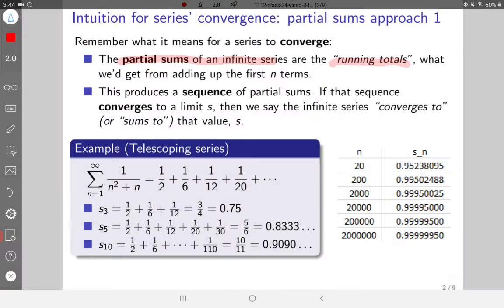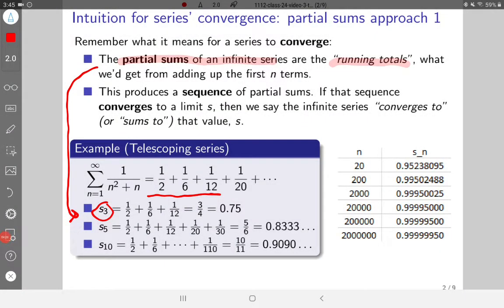And in fact, that's exactly what I have written out down here in the example box for this same series that I introduced on the previous slide. The third partial sum here, s sub 3, means what I would get from adding together the first 3 terms of the series. And a half plus a sixth plus a 12th, that all adds up to 3/4.